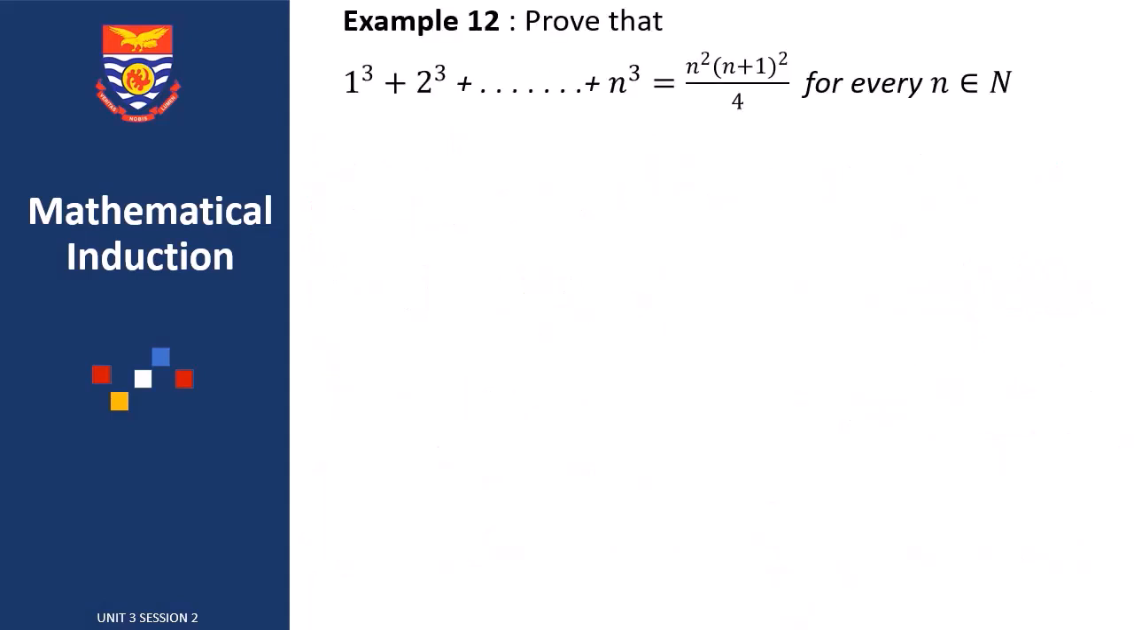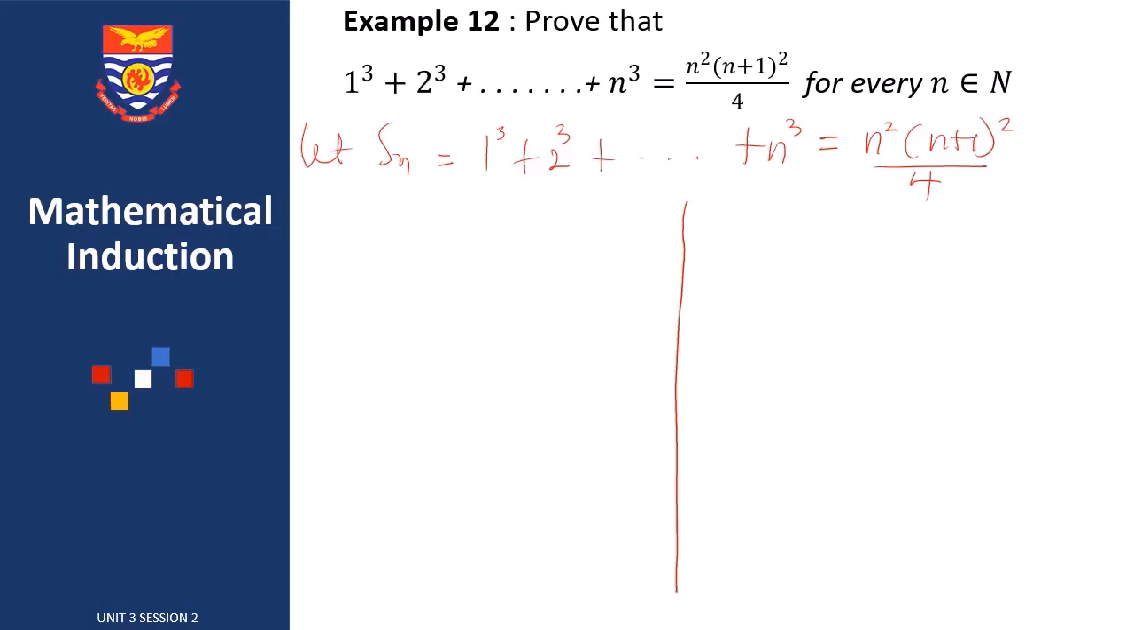So let's look at example 12. We want to prove that this statement is true. Let Sn equal 1 cubed plus 2 cubed plus up to n cubed, which is the same as n squared times n plus 1 squared, divided by 4. Let me divide this into two. First we look at the left hand side. Since every natural number starts from 1, for n equals 1, let's see S1. We put 1 here, get 1 cubed, and that equals 1.